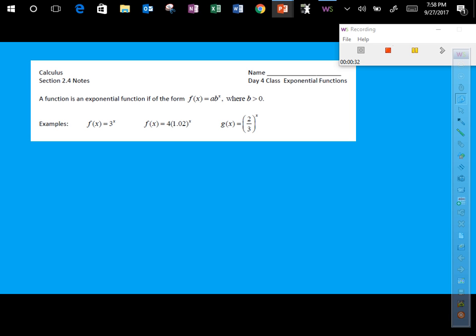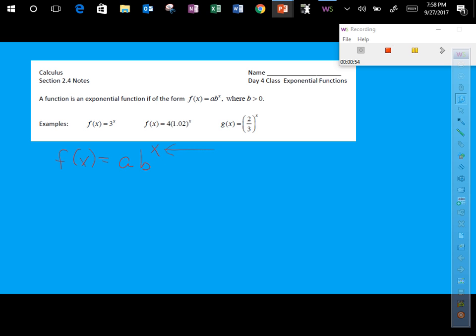Let me define for you what an exponential function is going to be for us. An exponential function is going to be of the form ab to the x. So I have some number out front, I have some growth factor, and then it's going to be to an exponent of x or t, whatever we're dealing with. What makes it an exponential function is our unknown is part of the exponent.